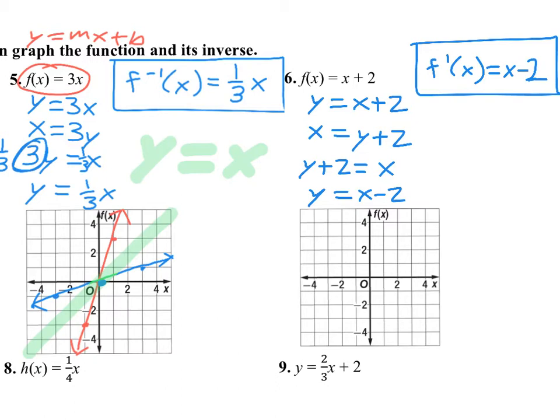Okay, graphing the original, it has a y-intercept of 2 and a slope of 1, so it's going to go up 1, right 1. And might be a good idea if we label these. This one is f of x. Going back to number 5, this one was f of x.